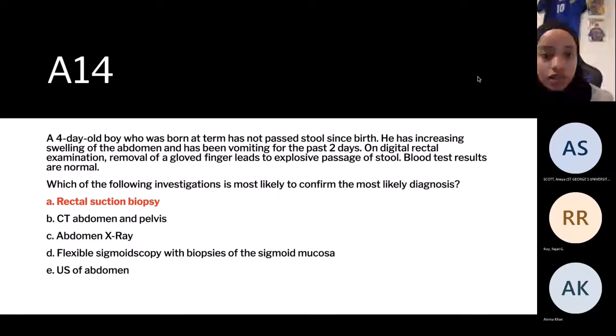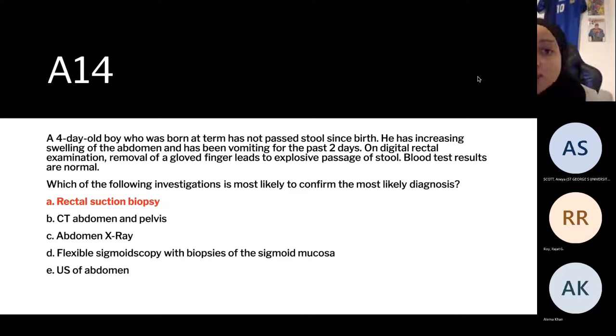So the answer is rectal suction biopsy. Well done. Rectal suction biopsy is the only one that will confirm that Hirschsprung's is the condition. The others might not necessarily catch that that's what's happening. So if we move on, Hirschsprung's disease.